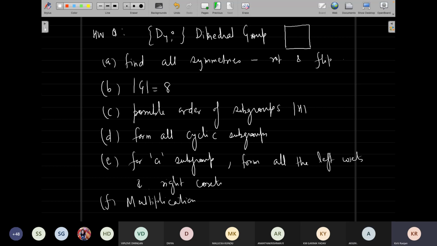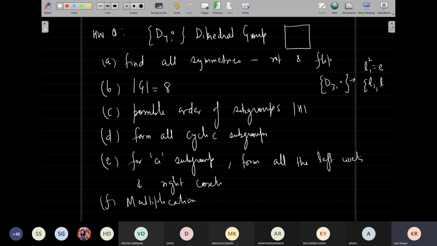D part: form all cyclic subgroups. That means you will have to look at the order of every element, right? And if you can see the order of each element, then you can make its cyclic subgroup. For example, if you just think about D3 subgroups, you already found that L1 square is equal to E, which was the reflection. Remember the equilateral triangle about A. It was the same for L2 square equal to E, L3 square equal to E.